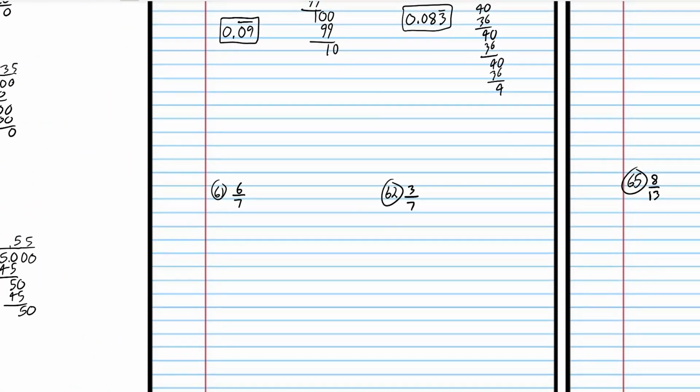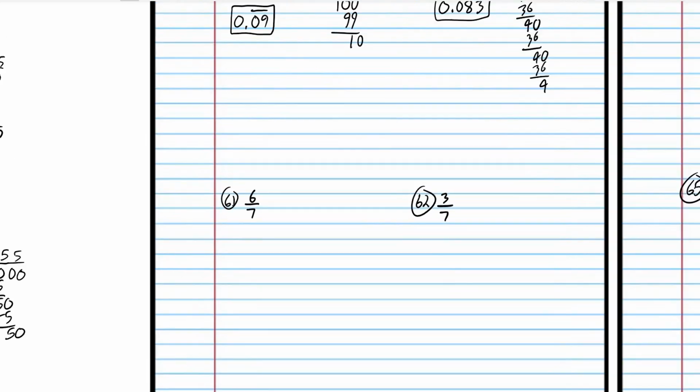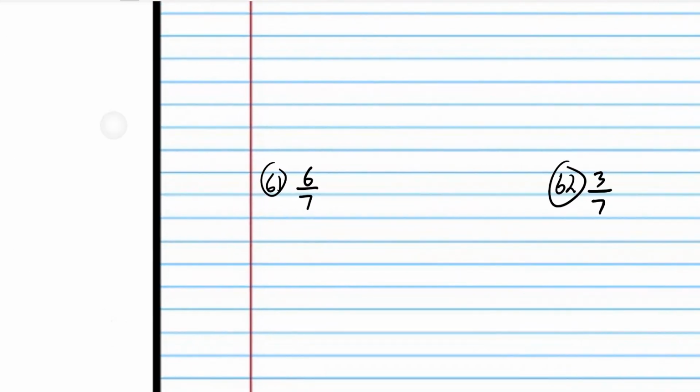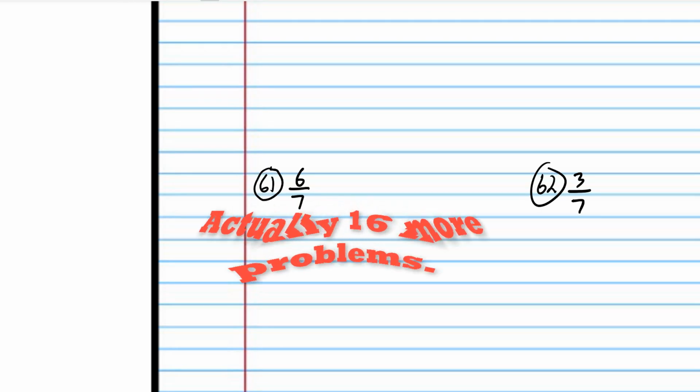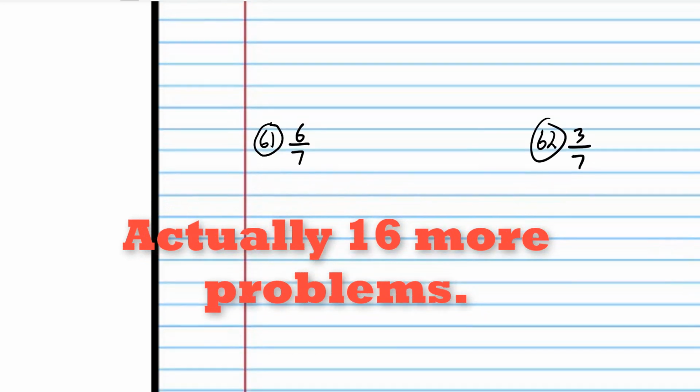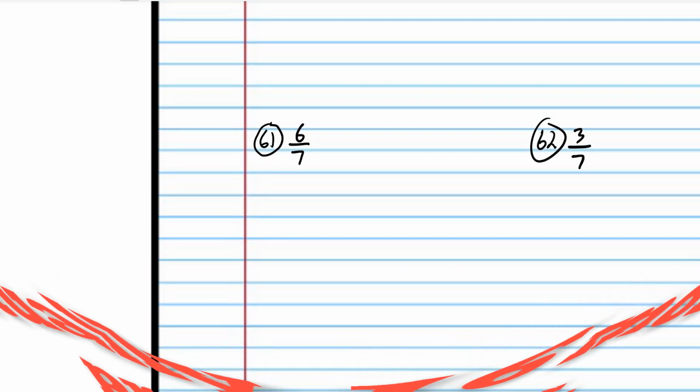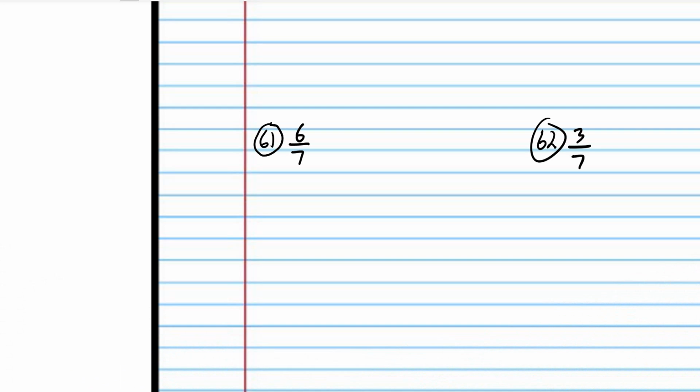All right, so 61. Now 61, something really strange is going to happen. And we're nearing the end of our problems here. I think we just have about 4 or 5 more problems. So let's see what happens with 7. There's no multiple of 7 that goes into any power of 10, so this is definitely going to be a repeating decimal. But something really strange is going to happen. Watch this.